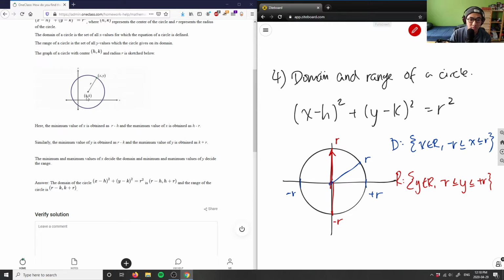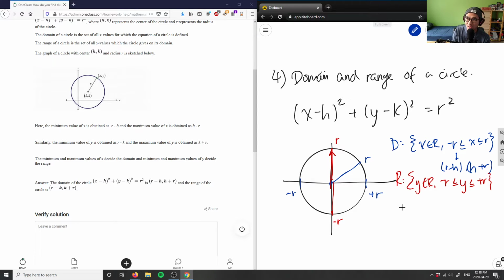Again, it's always from the center point towards where r is. I assumed that this center is 0, 0, but if the function wasn't at 0, 0, I would have to include the h's. So the domain would be, instead of x between negative r and r, h minus r and h plus r, which is basically from here to here.